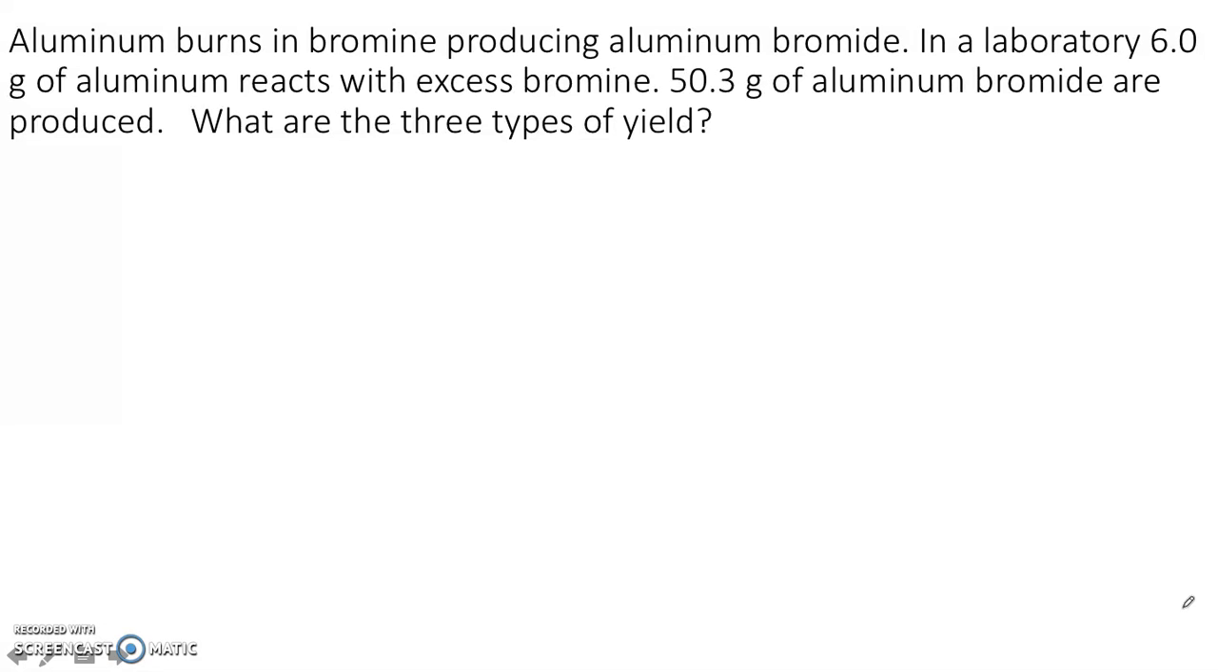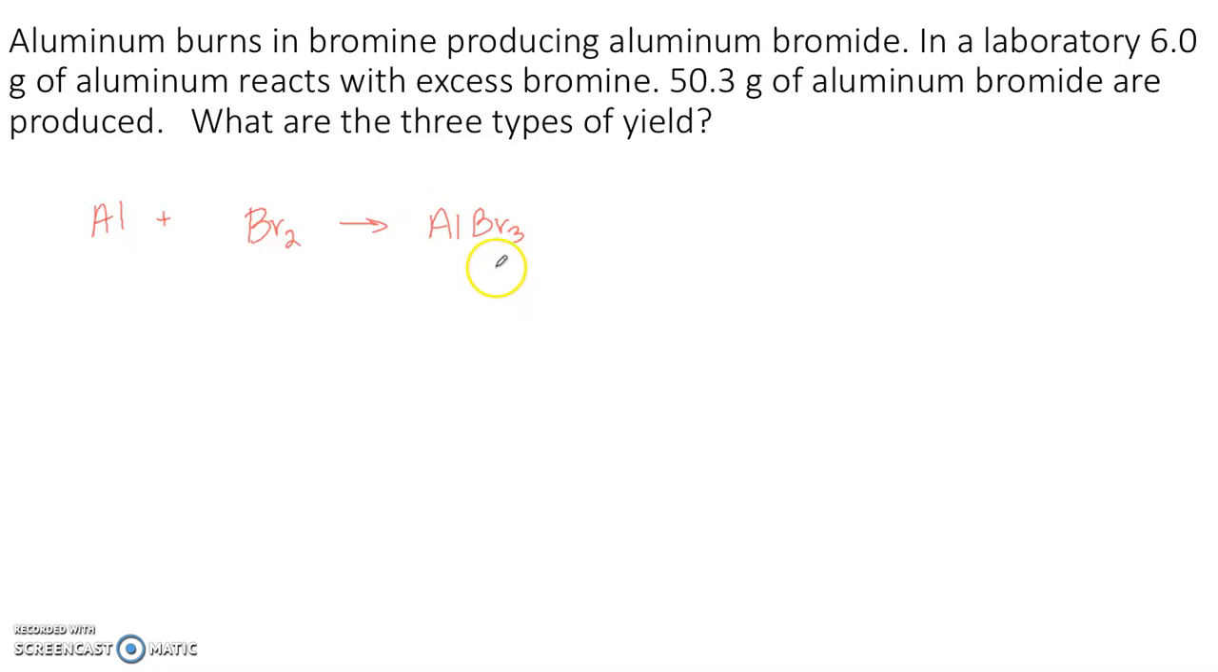All right, here's another one. Aluminum burns in bromine, producing aluminum bromide. All right, so it looks like we need another equation. So let's write out the equation. Aluminum is going to be Al, and it's going to burn in bromine, so Br2 because it's part of Brinkelhoff, and that's going to produce aluminum bromide.